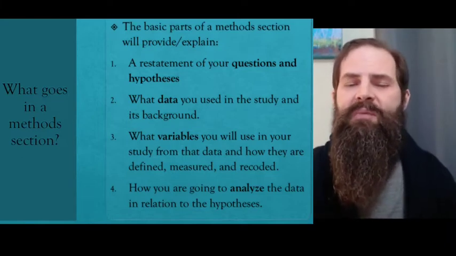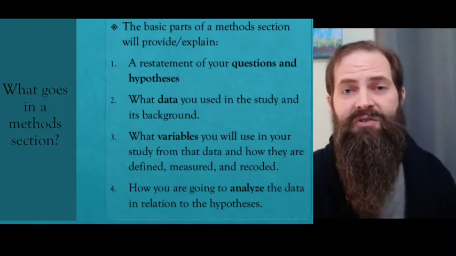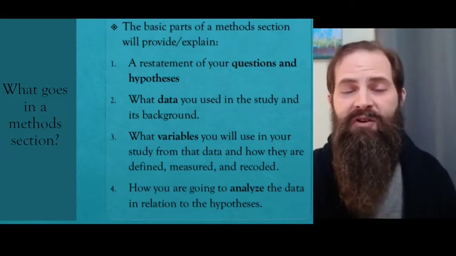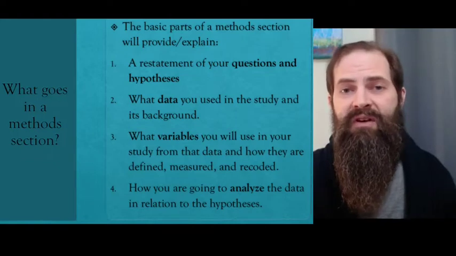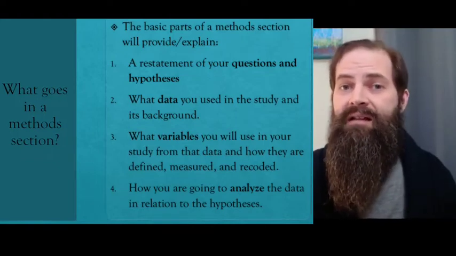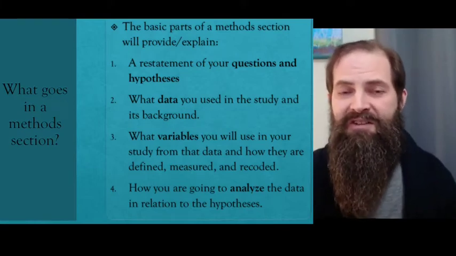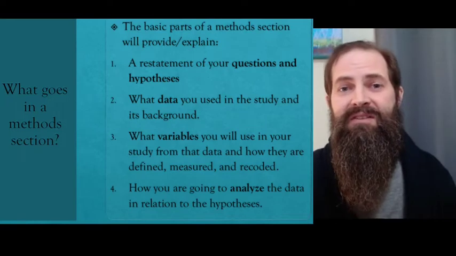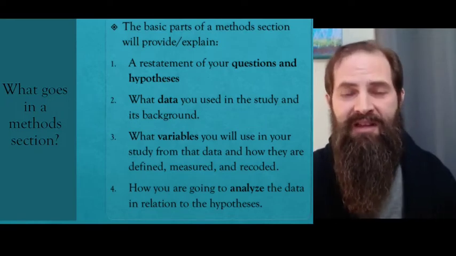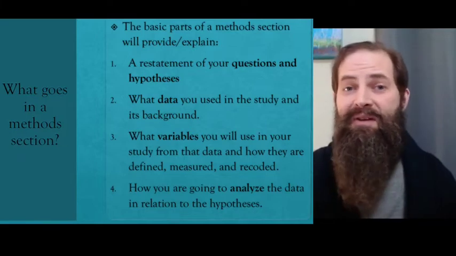Third, you're going to tell us about your variables. You're going to tell us how they're defined, how they're going to be measured, and how you're creating these variables from the data that you have available. Finally, you're going to give us a very clear sense of how you're going to analyze this data in the next section. That's sometimes called the analysis section. In other disciplines, it's called the conclusions. There's lots of other ones. But in this next section after this one where you actually analyze the data, you're going to tell us here how you're going to do that. So again, it's a recipe.